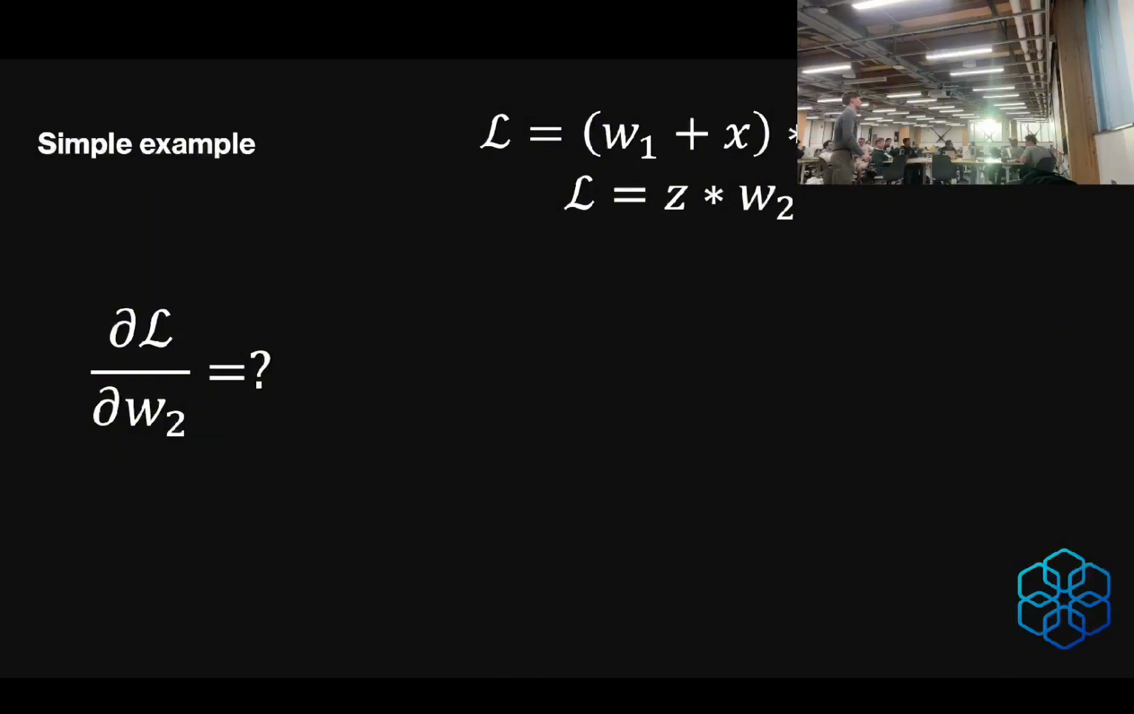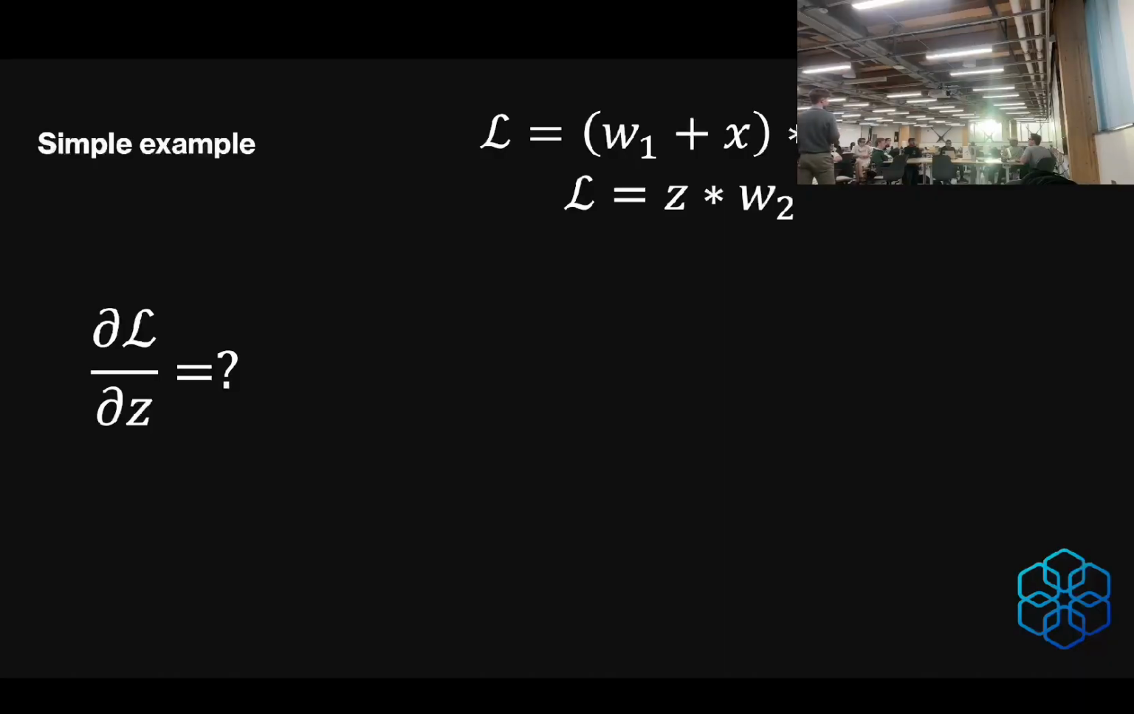So the first question is, how do we get the derivative with respect to W2? So what is the derivative? Yeah, it is z, right? So it's just z. But then, what is the derivative of the loss with respect to z?